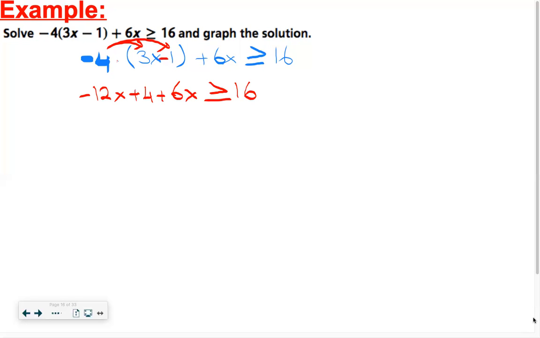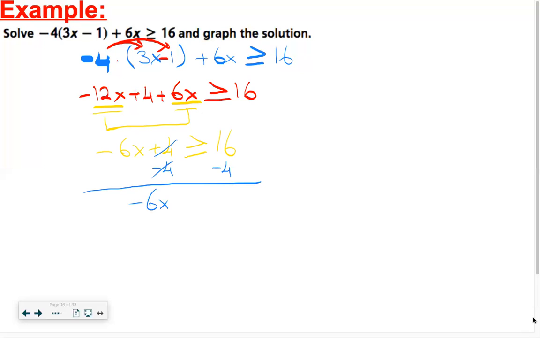Next, we need to combine the like terms. −12x and +6x. When you combine these, you will get −6x + 4 ≥ 16. Next, if you subtract 4 from both sides, because my purpose is to isolate x, on the left side you will get −6x, which is greater than or equal to 12.